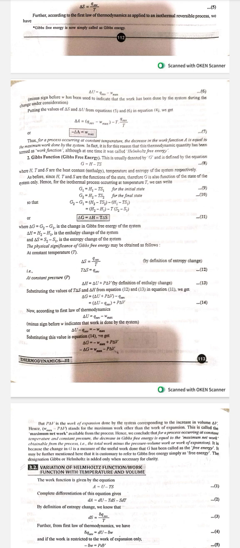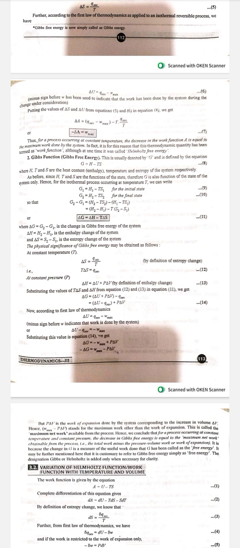Hence, for an isothermal process occurring at temperature T, we can write G1 = H1 - TS1 for the initial state, and G2 = H2 - TS2 for the final state. G2 - G1 = (H2 - TS2) - (H1 - TS1) = (H2 - H1) - T(S2 - S1). So delta G = delta H - T delta S, where delta G = G2 - G1 is the change in Gibbs free energy of the system, delta H = H2 - H1 is the enthalpy change of the system, and delta S = S2 - S1 is the entropy change of the system.